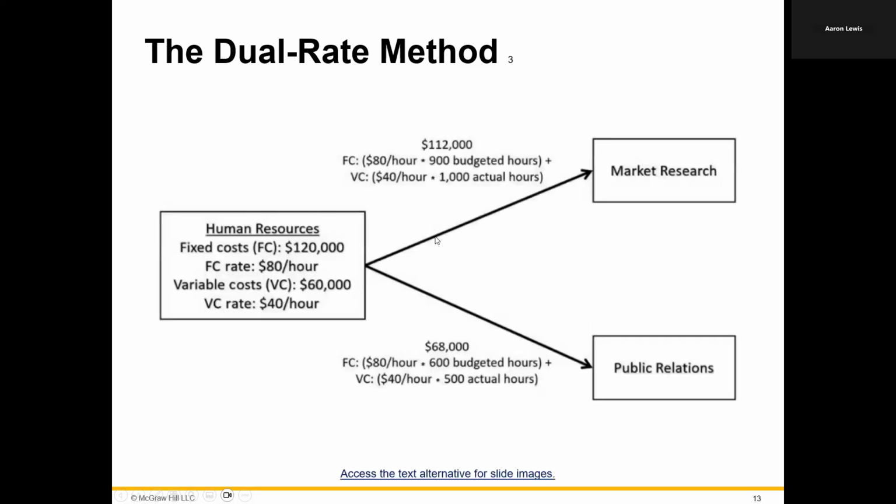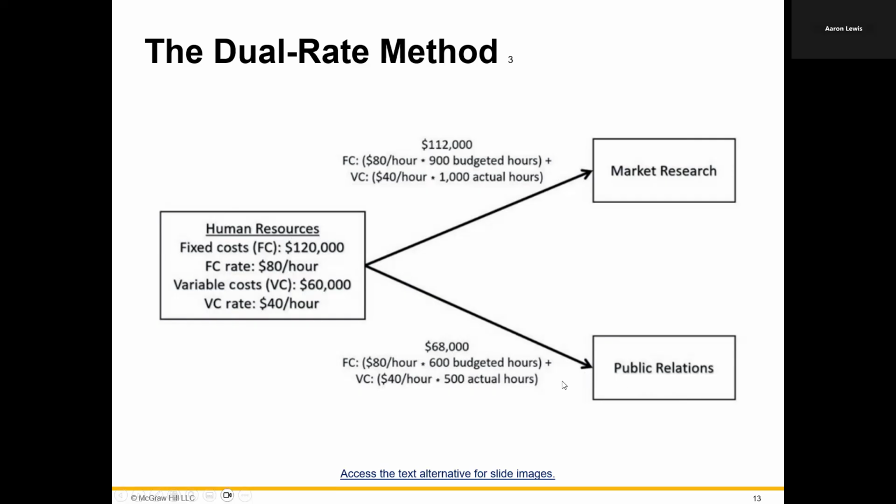So scrolling over here, what do we have? The actual amount of hours that HR spent supporting market research was 1,000, and the predetermined rate there was 40. So if you multiply those two together, that's $40,000 worth of cost that's going to market research. For fixed costs, we estimated based upon how many hours we thought we were going to spend here, that it would be $80 an hour allocated. And we only budgeted for 900 hours going to market research. So $80 an hour times 900 is 72,000. You add those two together, that is $112,000 worth of cost that would be assigned to our market research department.